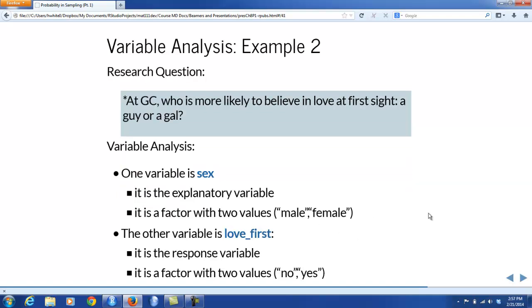Another example of variable analysis. Take the research question, at Georgetown College, who's more likely to believe in love at first sight, a guy or a gal? So the explanatory variable in this research question is sex. We think sex might make a difference in how you feel about love at first sight. Again, it's a factor with two values, male and female. The other variable is that variable love first in the data frame Math 111 survey. So that's the response variable, and remember that it has two possible values. No, I don't believe in love at first sight, and yes, I do.